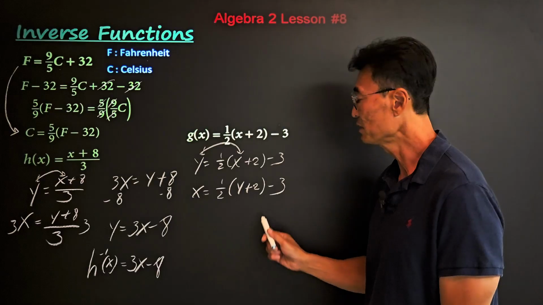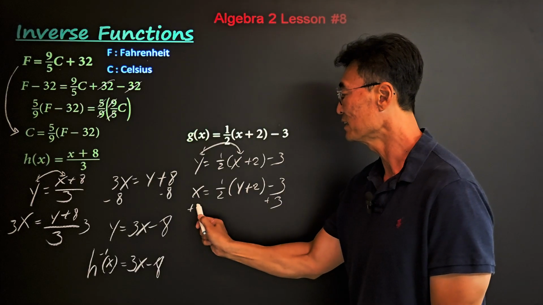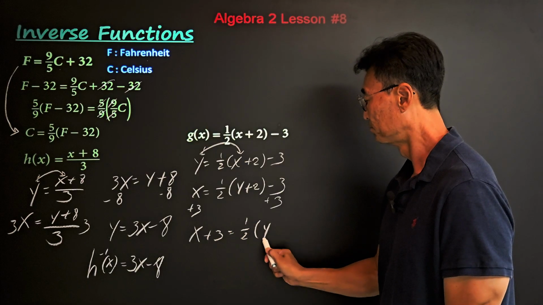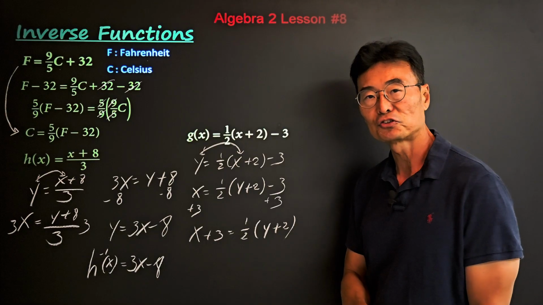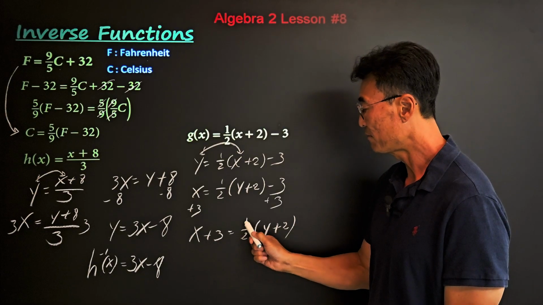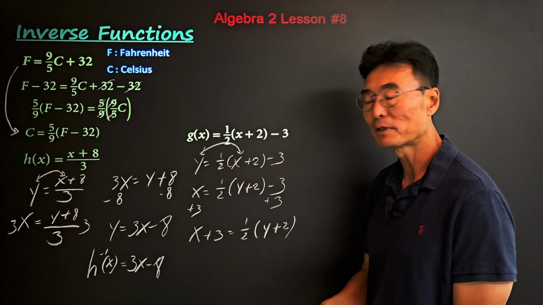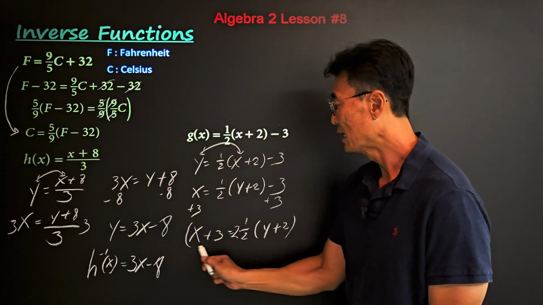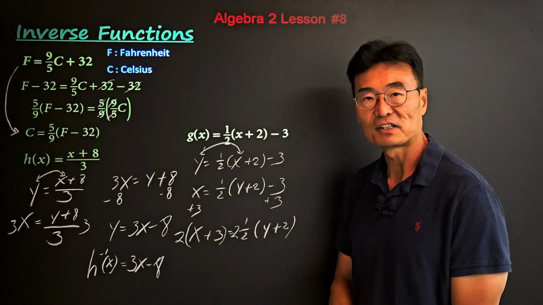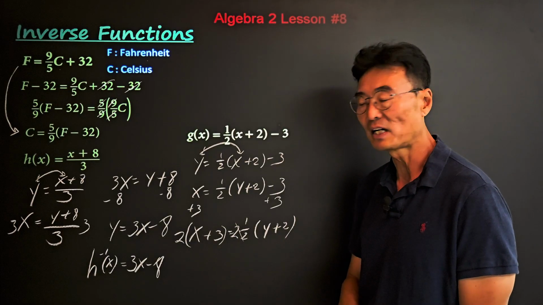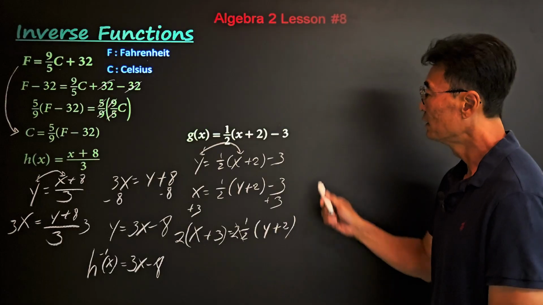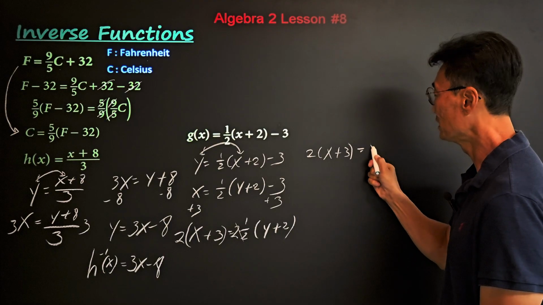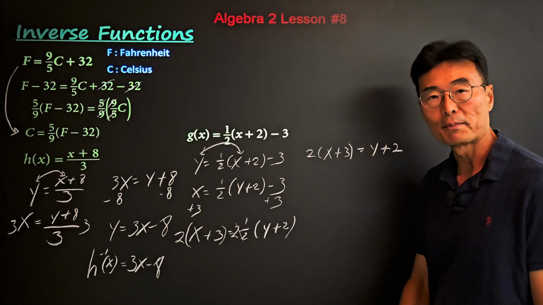First, we need to get rid of that 3, so we're going to add 3 to the left and right side. We end up getting x plus 3 equals 1/2 times (y plus 2). And then instead of taking that 1/2 and distributing it into the parentheses, the better way is to multiply by 2 on the right side of the equation, and the 2 to the left side of the equation, where the half and the 2 will cancel out, leaving us with 2 times (x plus 3) equals y plus 2.